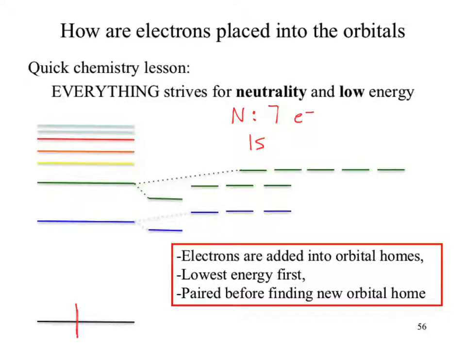Right? That would explain the location of 1 electron, but I need 7. Where's the second electron go? Also in that exact same location. So I can say that is 1s2. The first 2 electrons go into the 1s orbital.